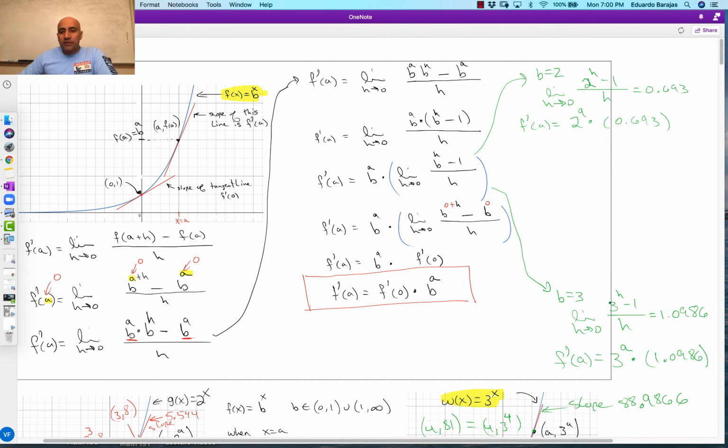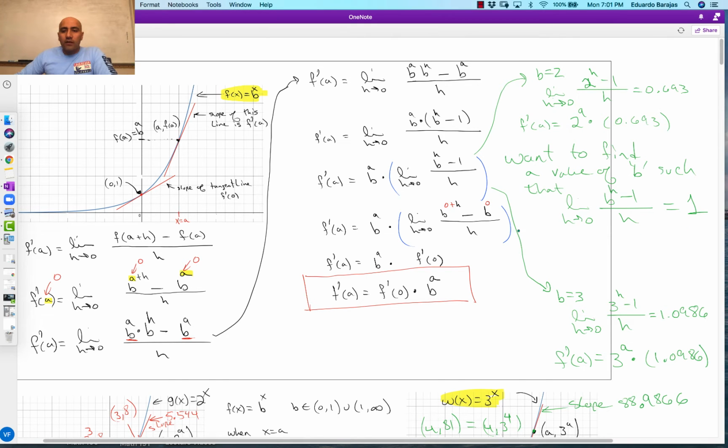So the natural question is, well, is there going to be some value of b such that this whole portion equals 1? Right? So that's what we wanted to find out. We want to find a value of b such that this limit as h goes to 0 of b to the h power minus 1 all over h, that this whole thing just equals 1.